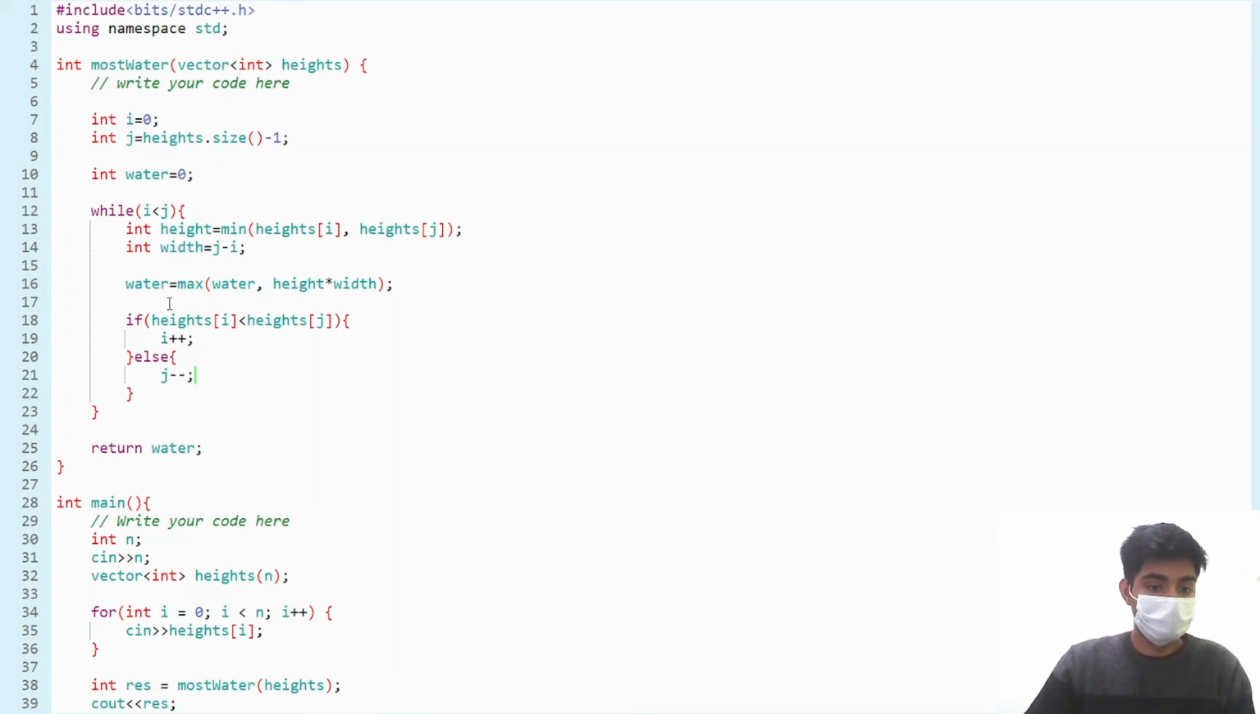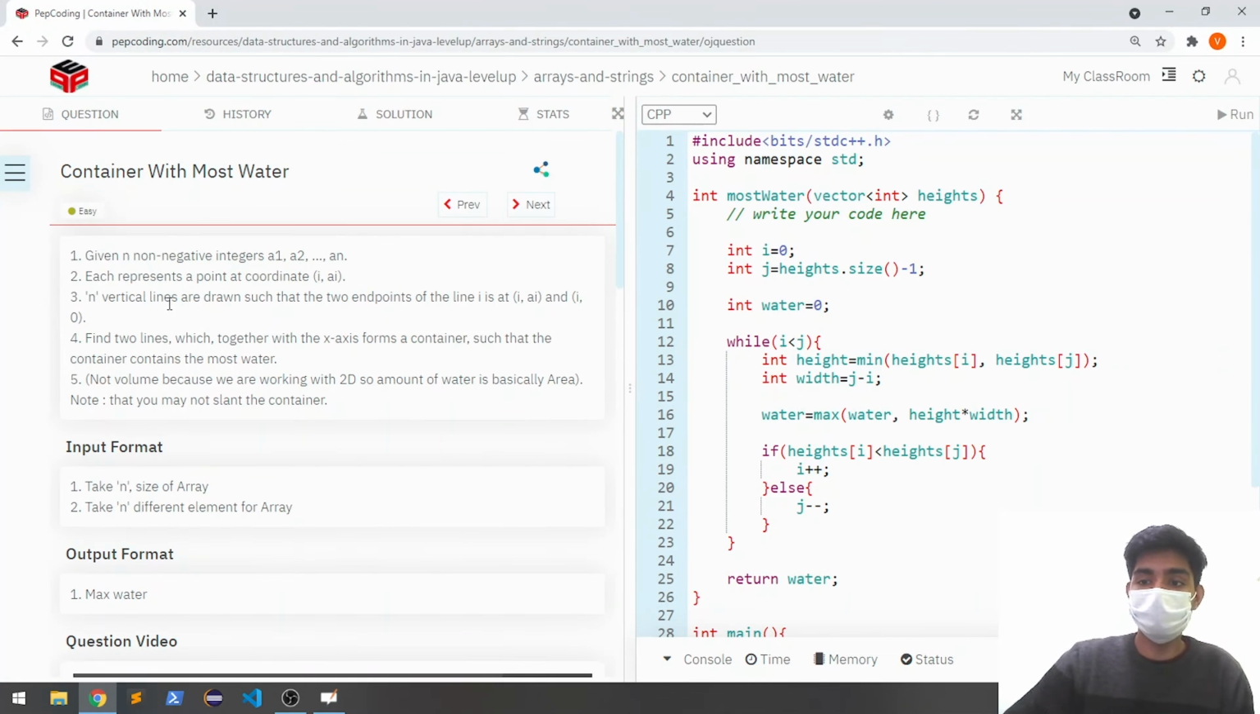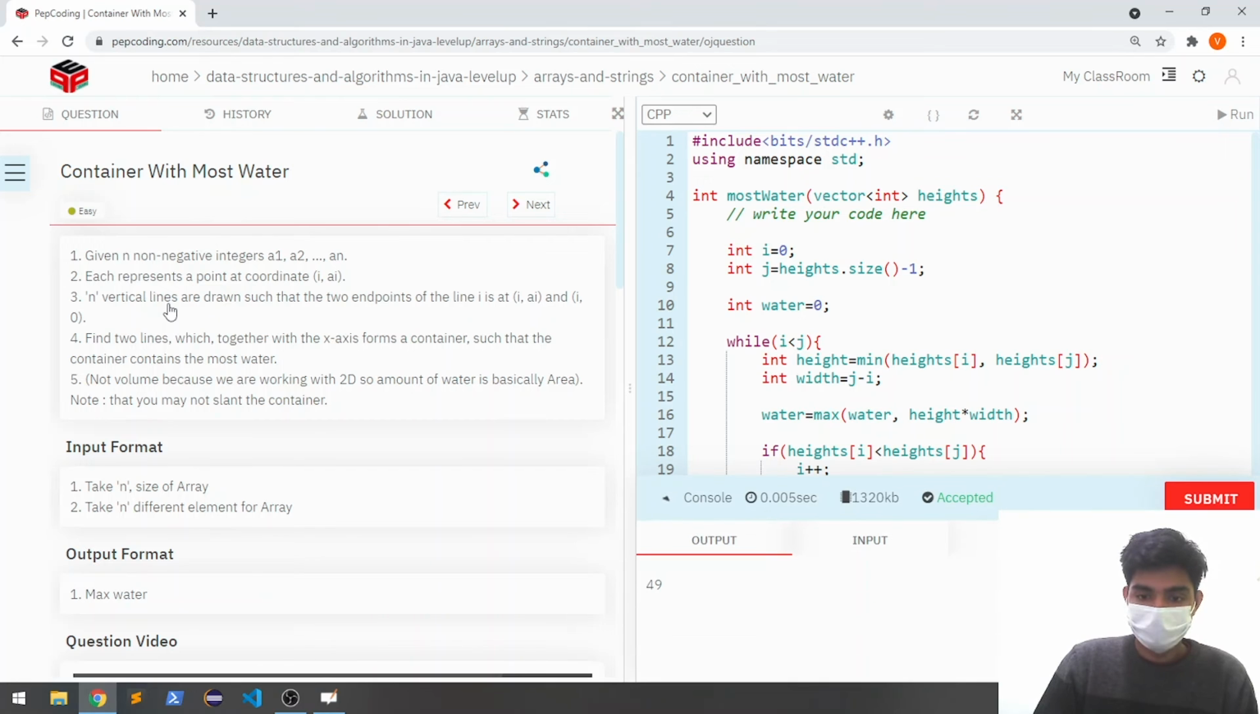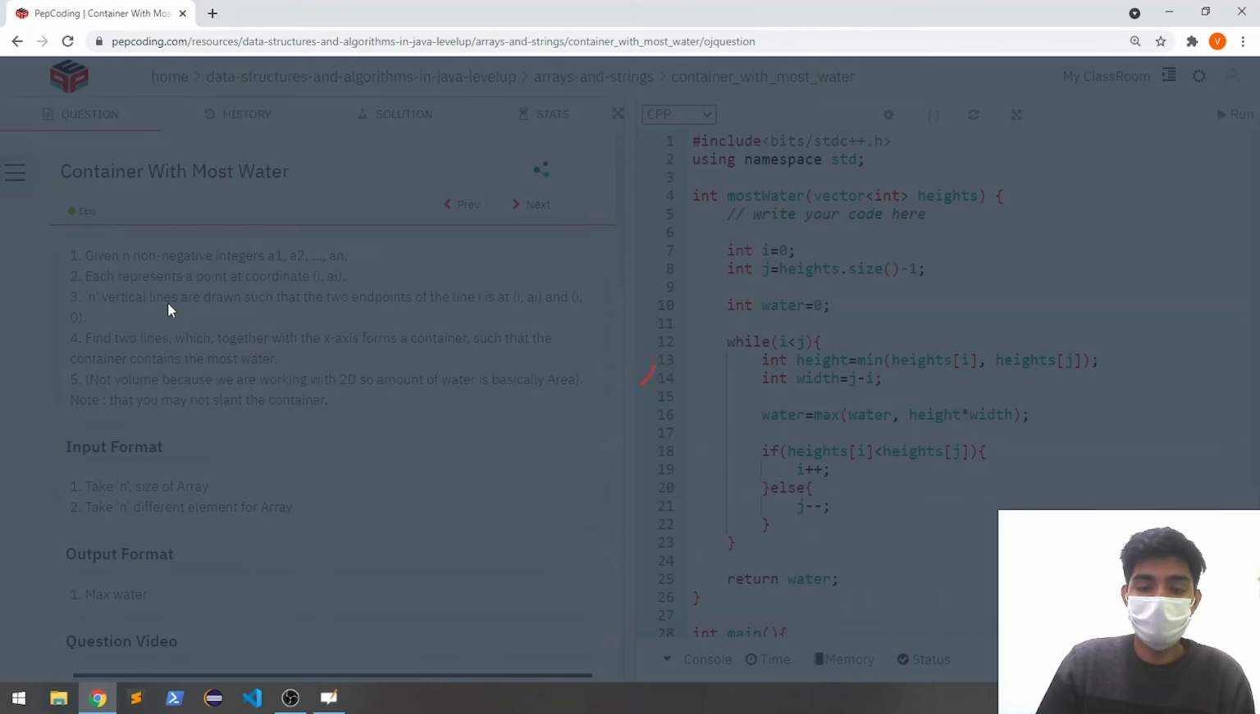Okay, so this looks fine. Let's run this code. It is accepted. Let's submit this code.